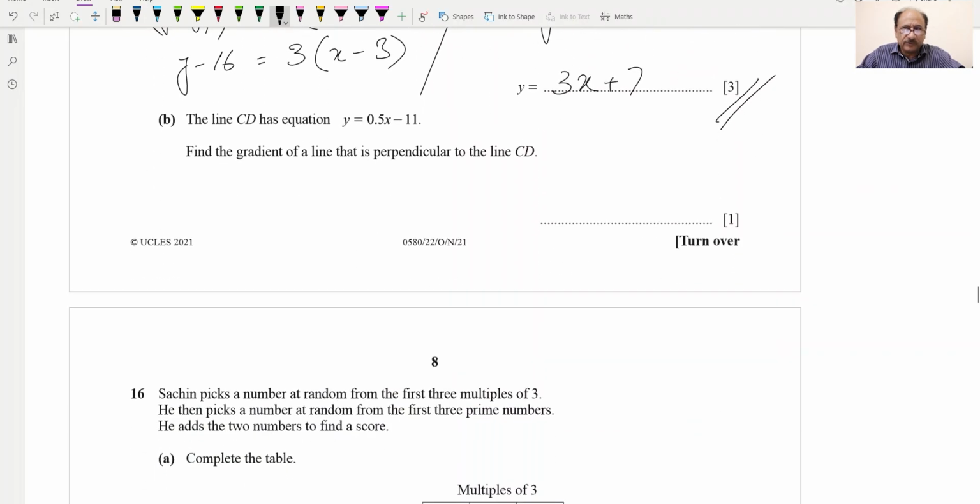Hopefully you understood this. B part, the line CD has the equation y is equal to this one. Find the gradient of the line that is perpendicular to the line CD. So the gradient of this provided line is 0.5, so we can write m of CD is equal to 1 by 2, 0.5 or 1 by 2. So what is the gradient of the perpendicular? Reciprocal and change the sign, so it will be minus 2. So this will be minus 2, a 1-mark question which we have done.